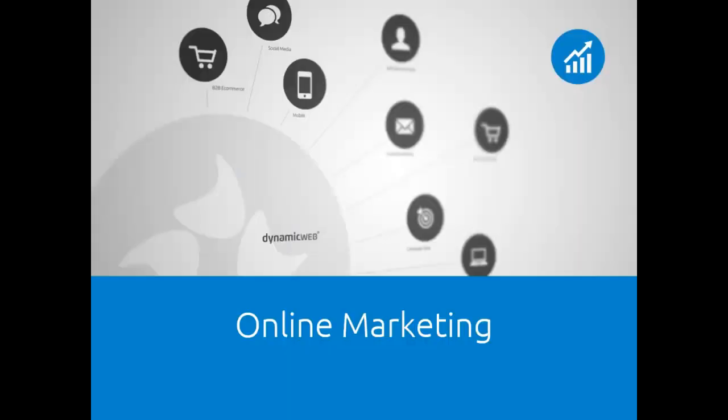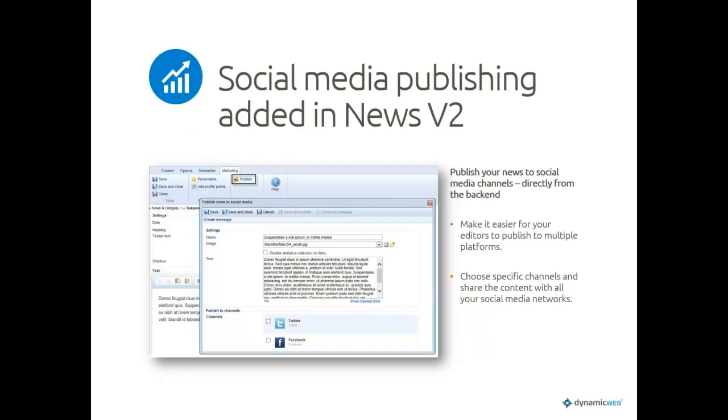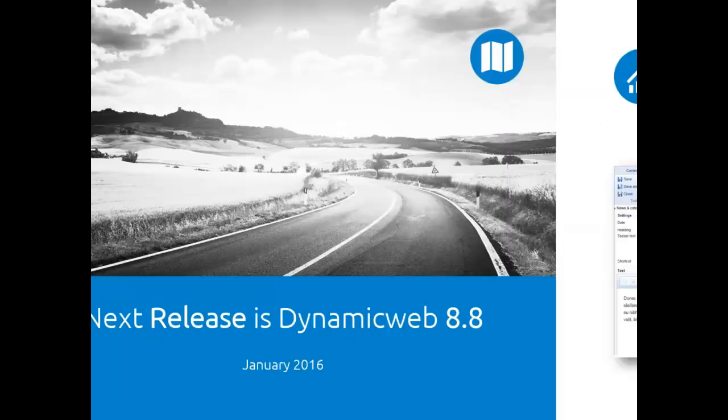In the Marketing Center, we've added one minor feature, which is now the possibility of using social media publishing from within the News module. Even though we say use items for news as well, it has been a request to add social media publishing in the News module because it's so popular for some reason. So now it's possible to use those two together.